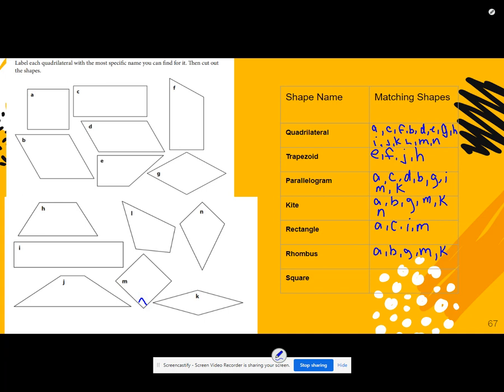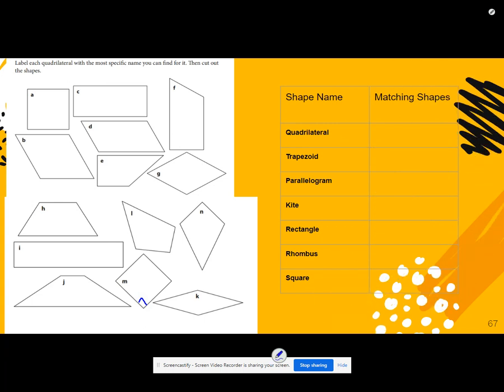I don't think so. All right, so now we are looking for shapes that have four right angles and are rhombuses. They have four equal sides. That would be shape A and shape M. I don't believe there are any more. All right, did you get all those? I hope you did. All right, let's move on to the next one.